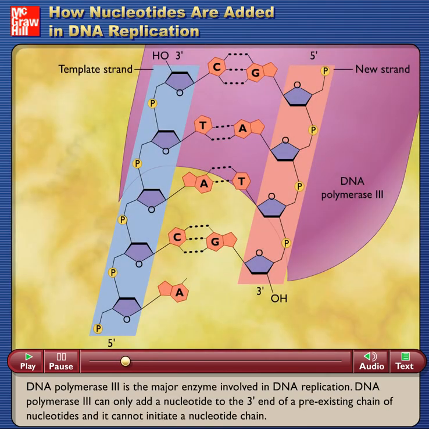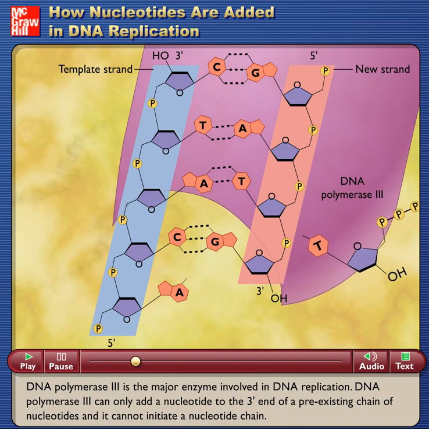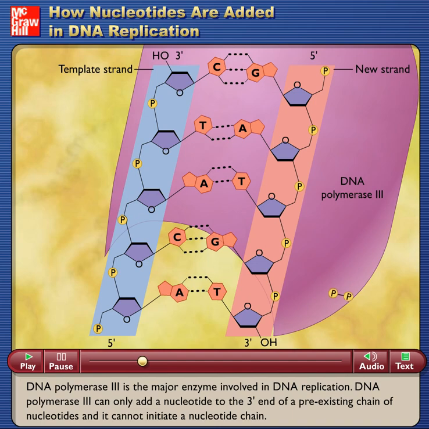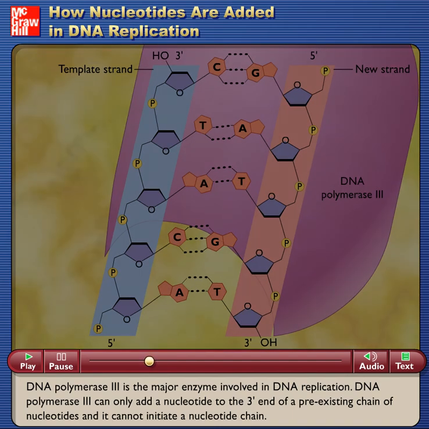DNA Polymerase III is the major enzyme involved in DNA replication. DNA Polymerase III can only add a nucleotide to the 3' end of a pre-existing chain of nucleotides, and it cannot initiate a nucleotide chain.